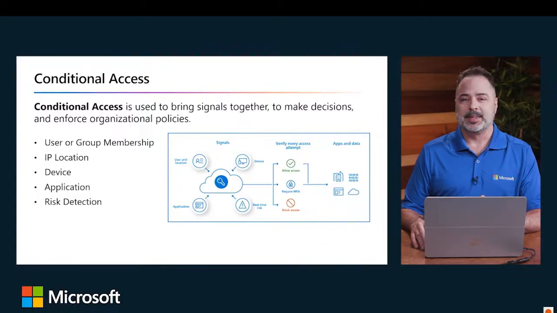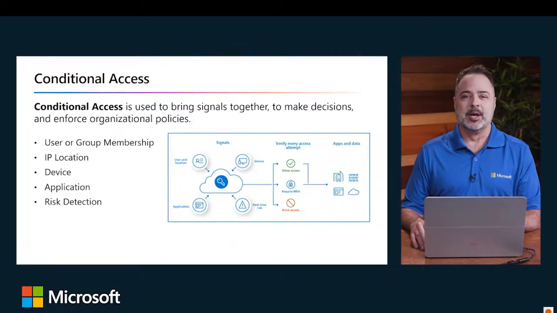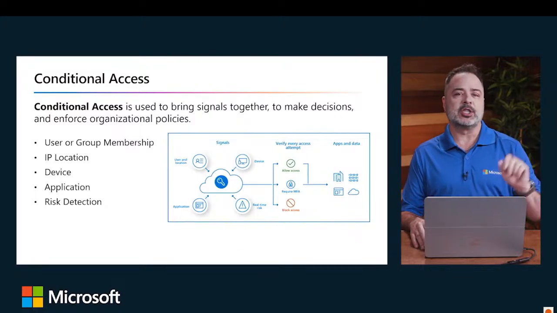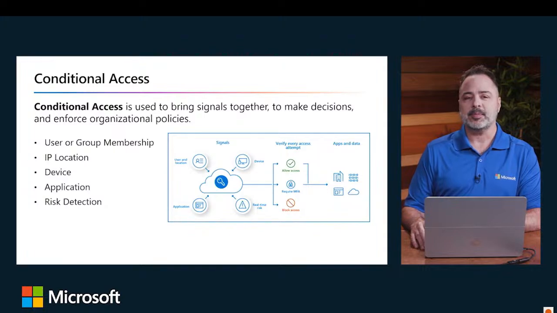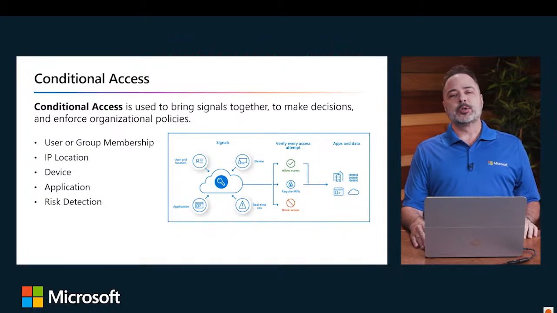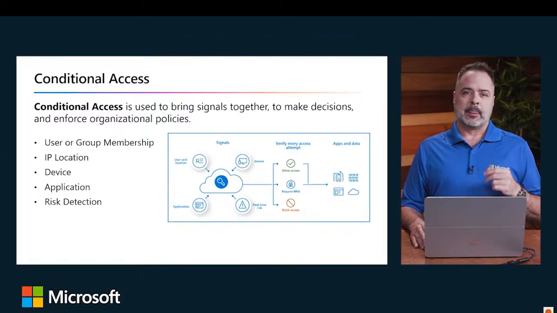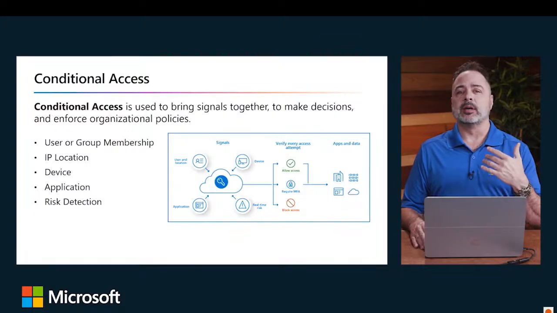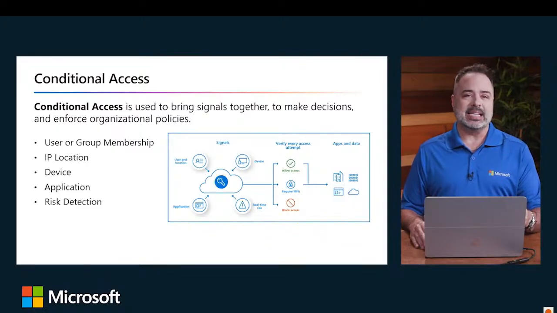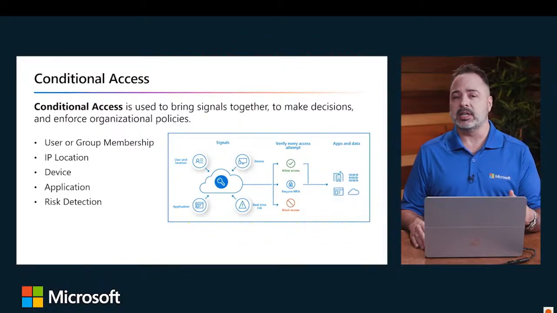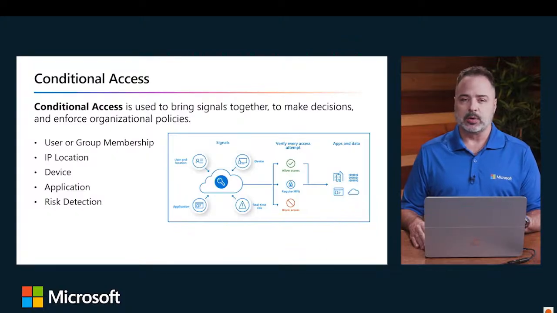IP location. Organizations can create trusted IP address ranges that can be used when making policy decisions. For example, you might allow access only from a specific geographic location or block access from certain countries. Device. Users with specific types of devices or devices marked with a specific state can be used when enforcing conditional access policies. This can include ensuring that only compliant devices or those that meet certain security standards can access the resources we specify.